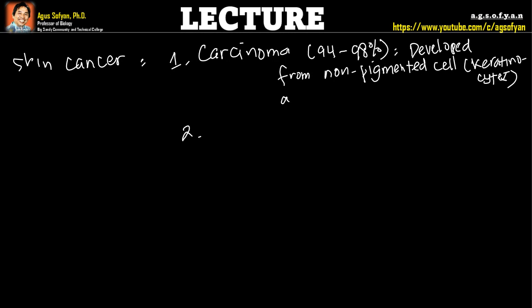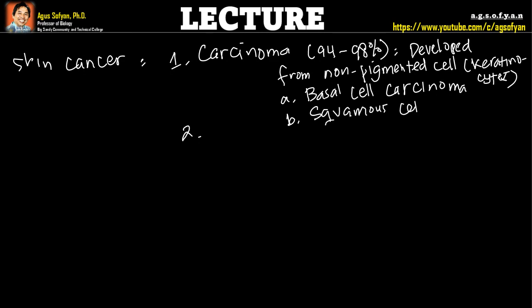So there are two types of carcinoma. If it is in the basal area, the keratinocyte that is located in the basal area, it is called basal cell carcinoma. If it is from cells other than those located in the basal layer, it is called squamous cell carcinoma. Okay.